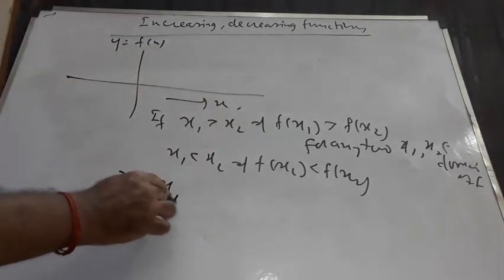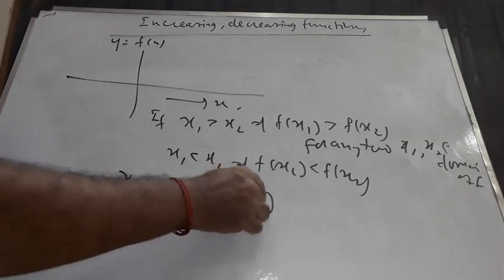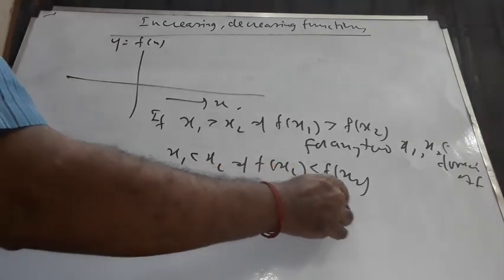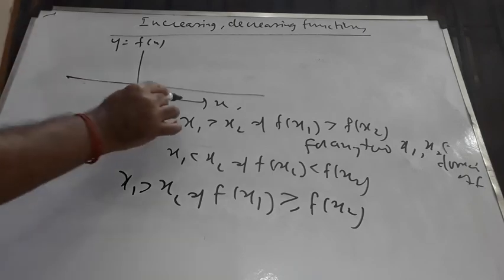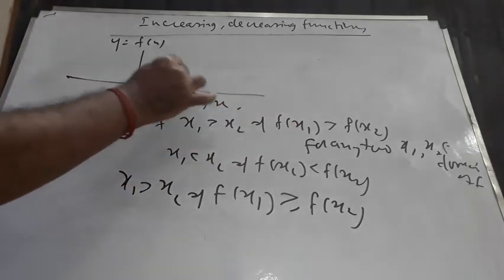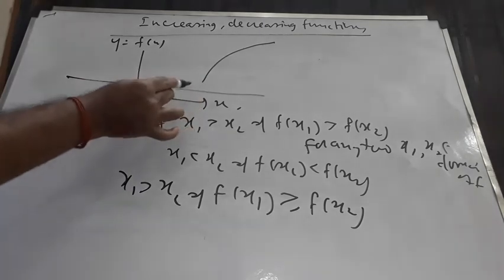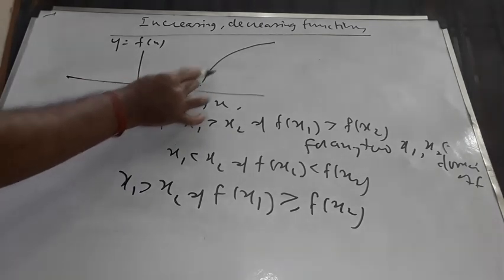If x1 greater than x2 implies f of x1 greater than or equal to f of x2, for any two x1, x2 element of domain of f, I mean to say the function is increasing but not strictly increasing. That's the meaning. When x increases, y is also increasing. Therefore, the graph will move from bottom to top.